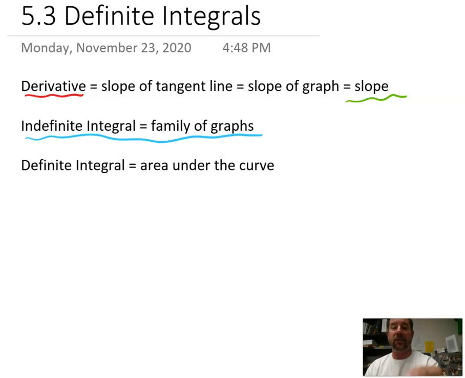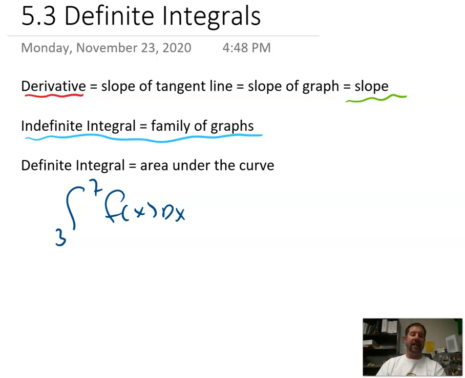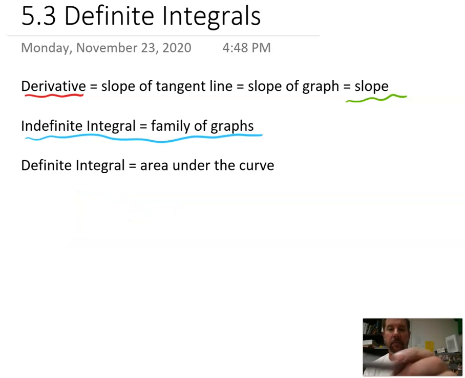A definite integral is when I have an integral from 3 to 7 of some function f of x. When I put limits on my integral, that makes it a definite integral versus an indefinite integral. And what we're now talking about with a definite integral is the area under the curve from x is 3 to x is 7.